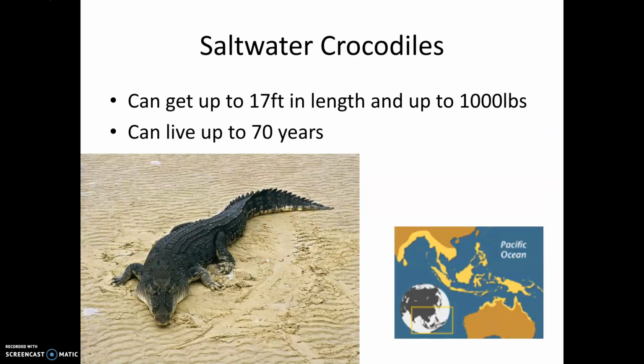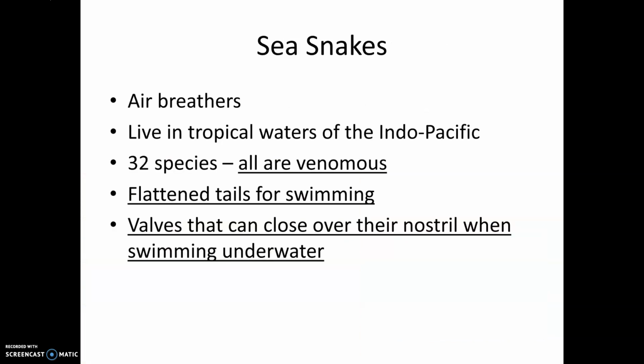So the next animal we're going to talk about here is going to be saltwater crocodiles. These animals can get up to 17 feet in length and up to 1,000 pounds. So very, very large animals here. And according to our map, we are going to see them in this Indonesian, Australian area. And they can live up to 70 years. So a very long living animal here with our saltwater crocodiles.